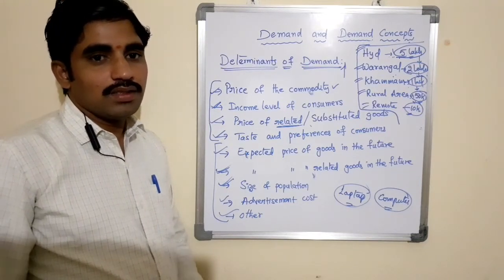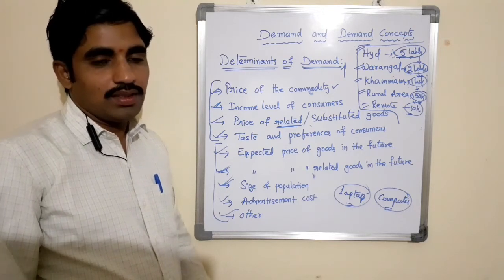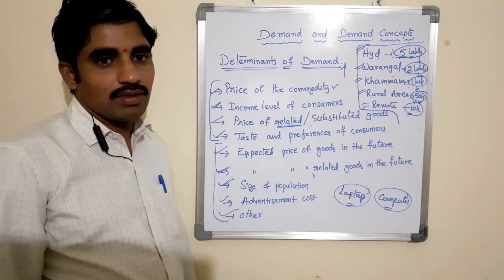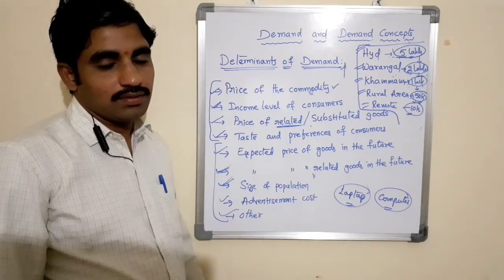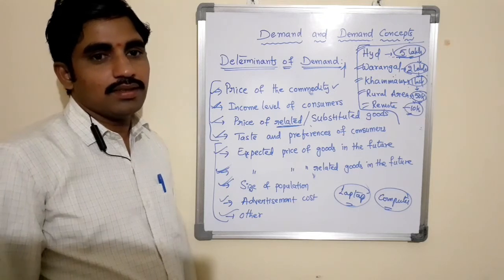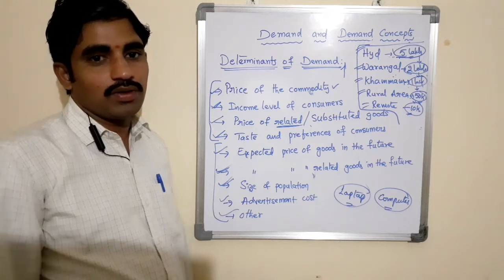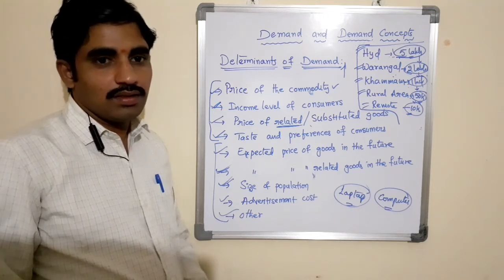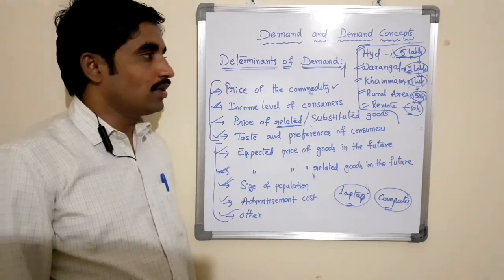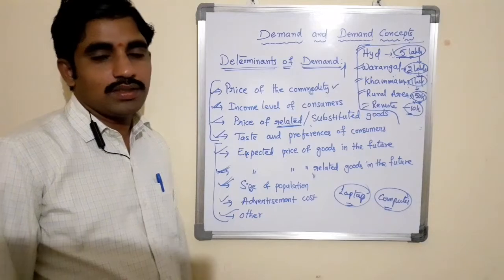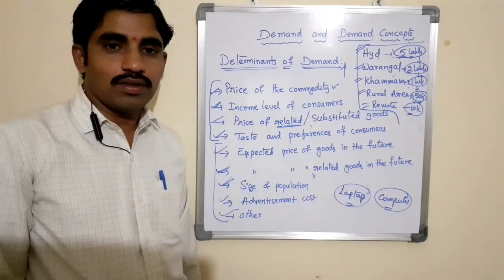Means here, seasonal changes. During the summer, some products may have more quantity demanded. During the winter, some other products have more demand. Rainy season, some other products. These are all called seasonal products. So when there is a season, there is a demand for the product. When there is no season, there is no demand for the product. There is a positive relationship between the seasonal changes and the quantity demanded of a commodity.